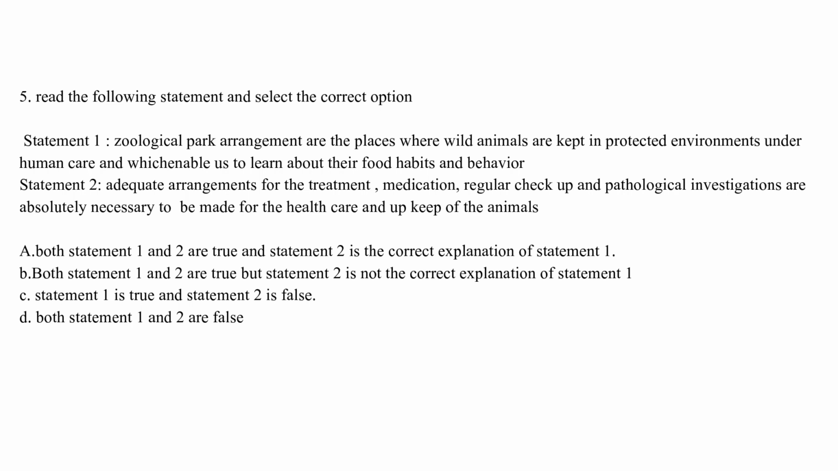Option A. Both statement 1 and 2 are true and statement 2 is the correct explanation of the statement 1. Option B. Both statement 1 and 2 are true, but statement 2 is not the correct explanation of the statement 1. Option C. Statement 1 is true and statement 2 is false. Option D. Both statement 1 and 2 are false. The correct answer is option B, which is both statement 1 and 2 are true, but statement 2 is not the correct explanation of statement 1.